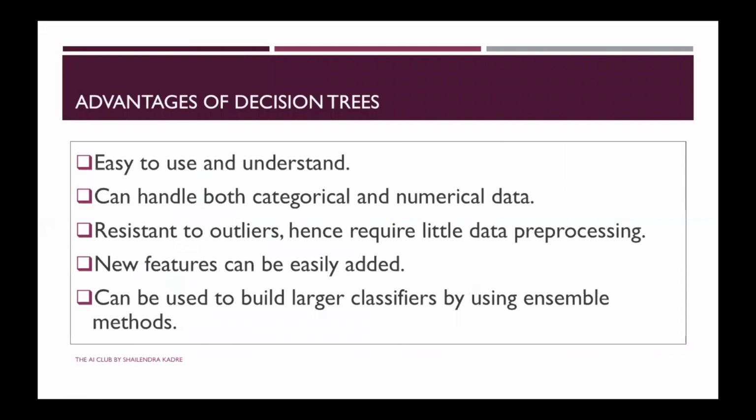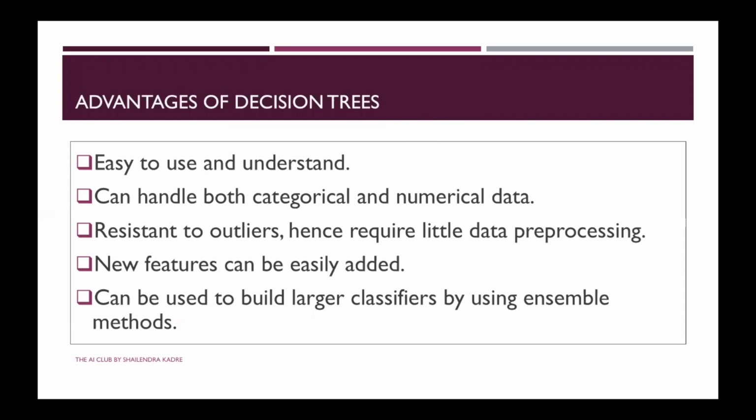Now, what are the advantages of decision trees? Why do we use decision trees when we have other algorithms like linear regression, and some other things also with us? Then why specifically decision trees? So the first thing is, they are easy to use and understand. As we have seen, there were some simple if and else statements, and depending on that, we were segregating the data. So it is very easy to use and understand.